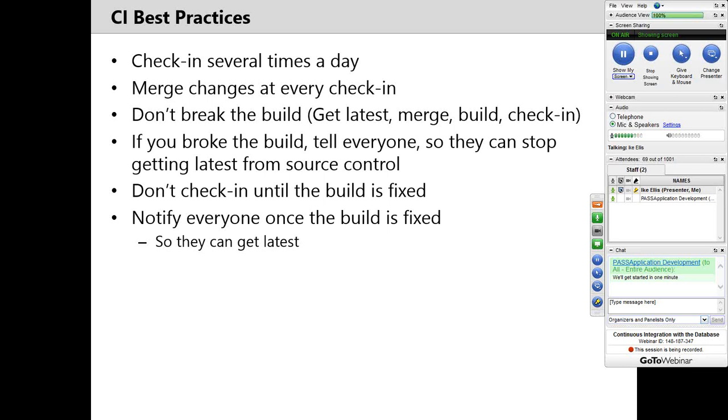If you broke the build, tell everybody about it so they can stop getting latest from source control. Don't check in until the build is fixed, and then once the build is fixed, notify everybody that the build's fixed and they can go get latest again.